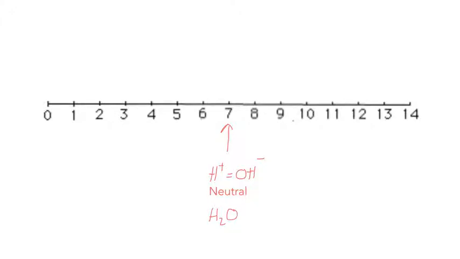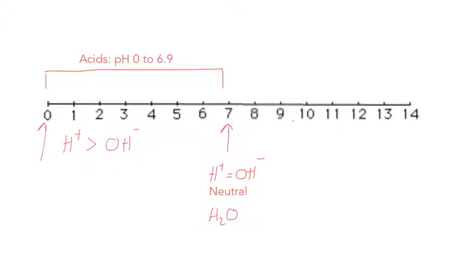Now, the next category of substances that we have on our pH scale is our acids. So our acids are anywhere from 0 to 6.9. So this is our acid range. The reason why these are our acid range is because we have a higher concentration of hydrogen ions than hydroxide ions. And obviously, everything that is close to 0 is going to be a strong acid, whereas everything close to neutral is going to be a weak acid.